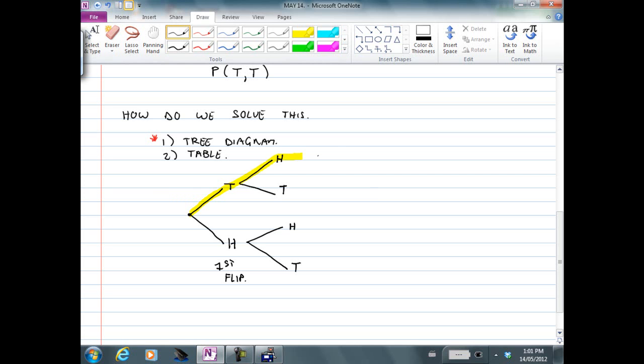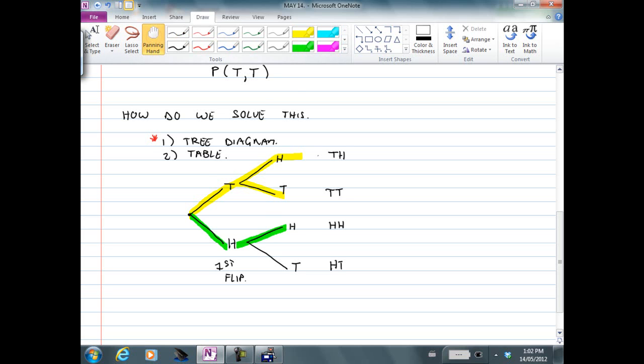We can write this as TH. Another way is you can get tails first of all, and then you get tails again. We can write this as T. Okay. If not, we can get heads. Heads. I want you to fill this in, please. So this is called H. And finally you get HT.